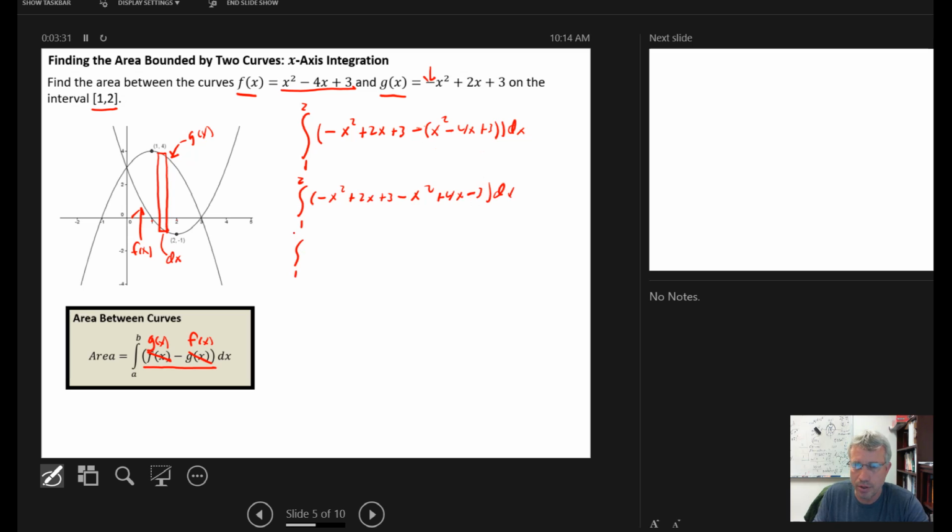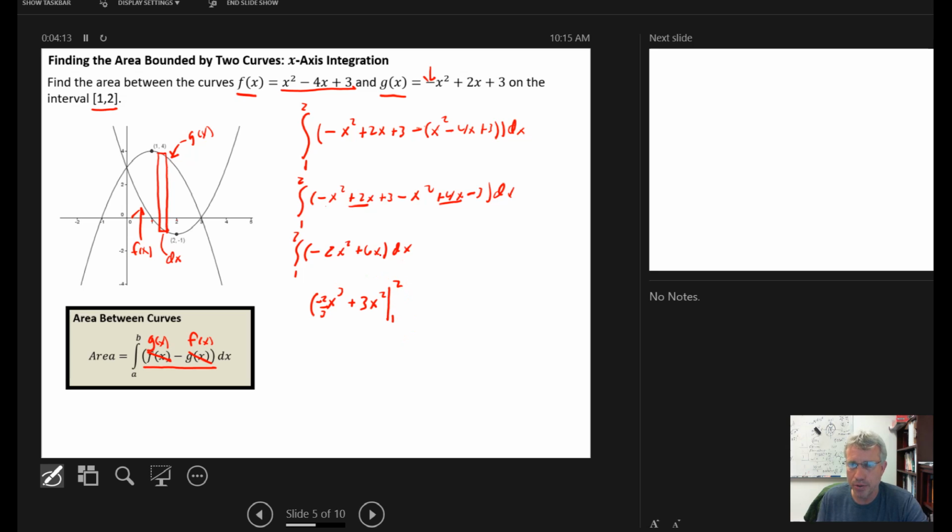And then collecting like terms, we'll get minus x squared minus x squared is minus 2x squared, plus 2x plus 4x is plus 6x, and 3 minus 3 is 0. So we wind up with minus 2x squared plus 6x dx. Now integrate. Integrating, we're going to get an x cubed, and we'll need a negative 2/3 to kill that 3 when we differentiate. And then we're going to get plus x squared. The exponent goes one larger, and I need a 3 here, so 2 times 3 to give me my 6 if I differentiate. And we integrated from 1 to 2.